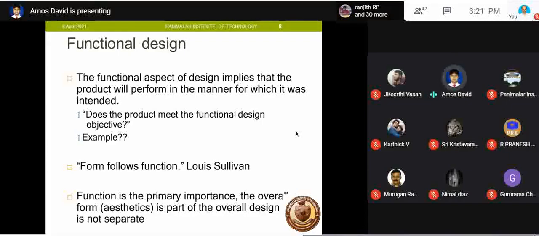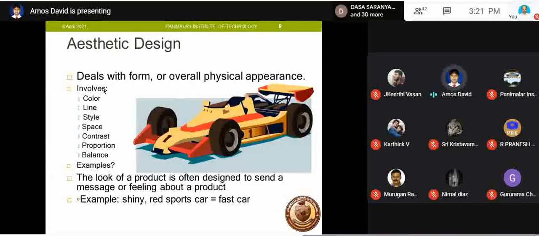Alright, so if it doesn't satisfy that particular condition, what happens? This whole functional design fails. Do you understand my point? So this is what happens. A product, if it is being designed, its performance and the manner in which it has to perform, it has to be perfect. Okay, this is what functional design is.